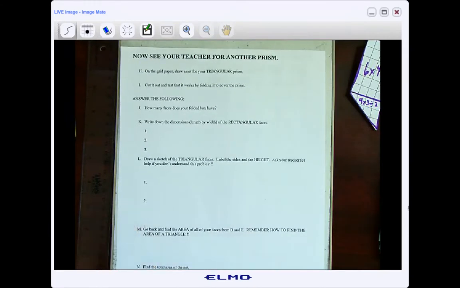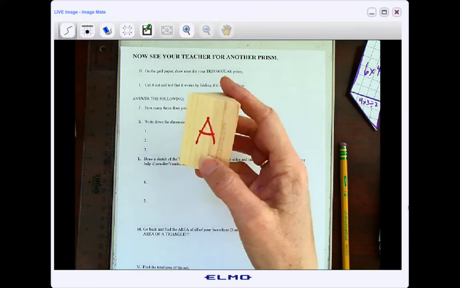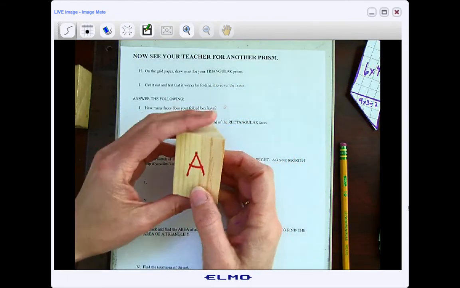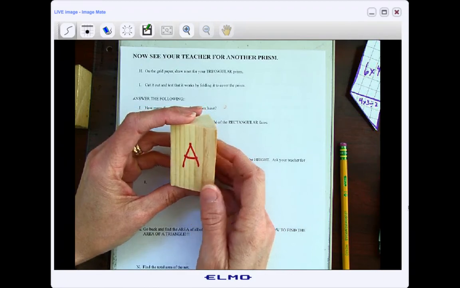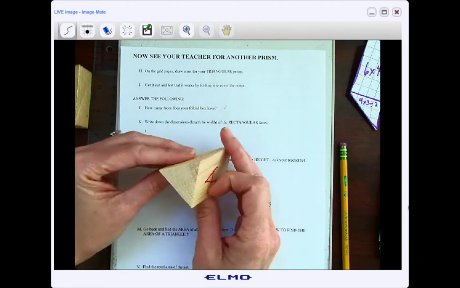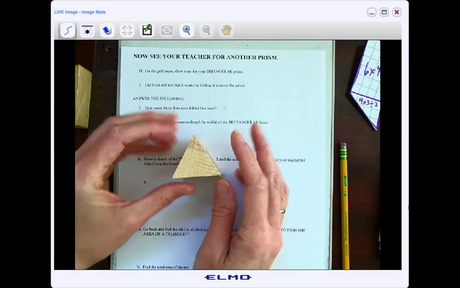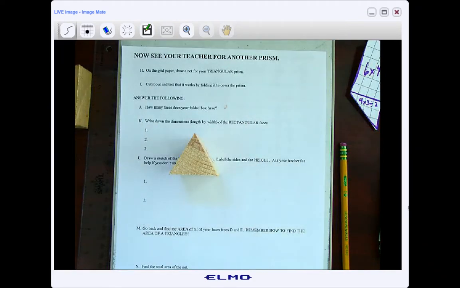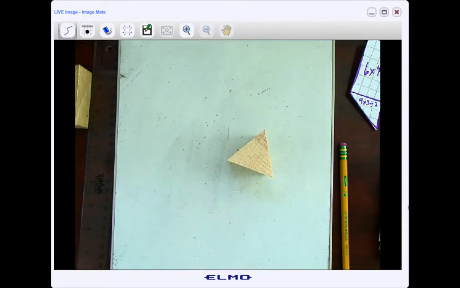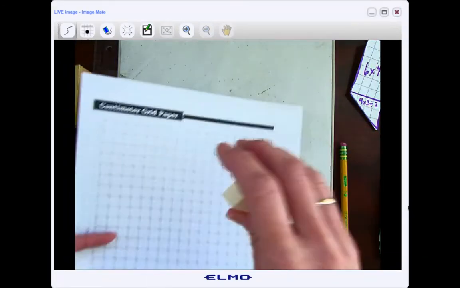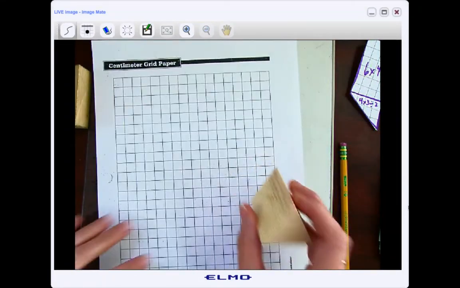All right, so now we're going to draw the net for our other triangular prism. So take your other one, and it should be lettered A through, or it might be A, B, C, D, or possibly E. On the ends, it should be an equilateral triangle, so 3 equal sides. Now you're going to try and make a net for that one. So let's take our second piece of graph paper.